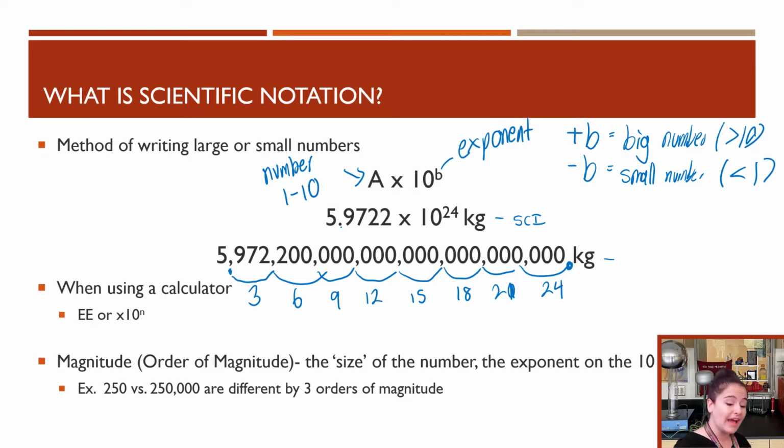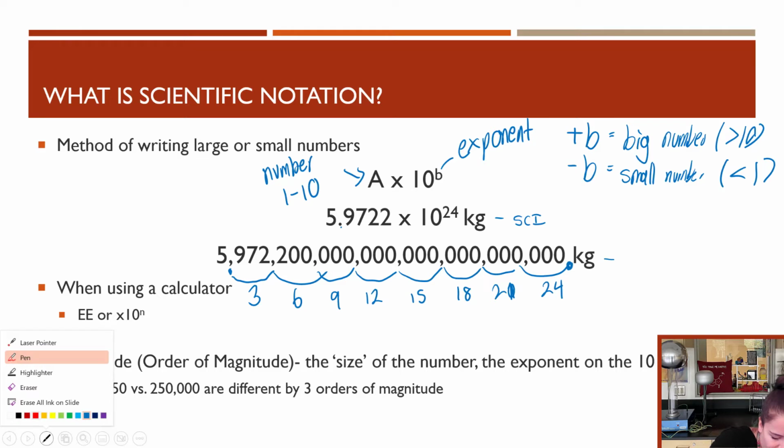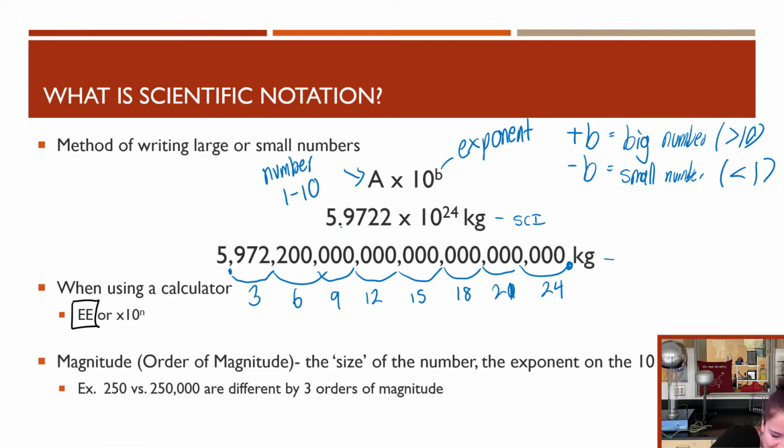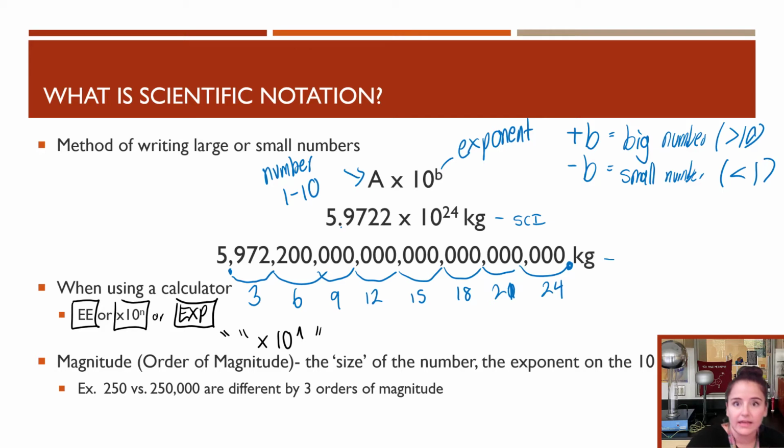Now, when using your calculator, you're going to be looking for either the button EE, times 10 to the n, or there's one other one, EXP. One of those three buttons will be used and mean times 10 to the. Now, I highly recommend using these buttons when typing scientific notation into your calculator.